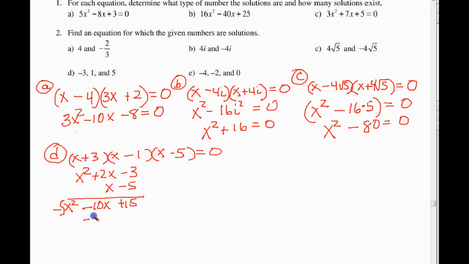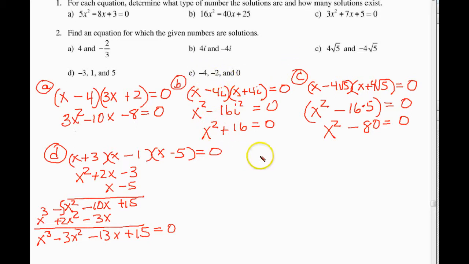This is a negative 3x plus 2x squared, x to the third. And it's x to the third minus 3x squared minus 13x plus 15 equals 0. So we have gone from the answers by working backwards to our original equation.